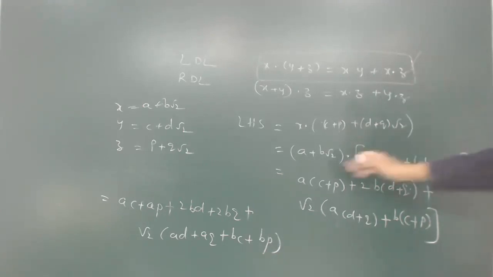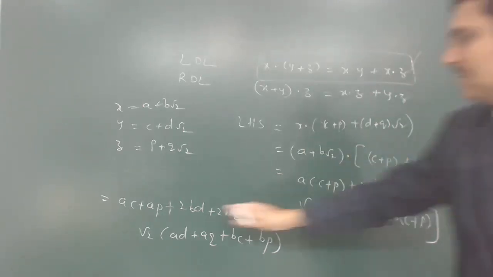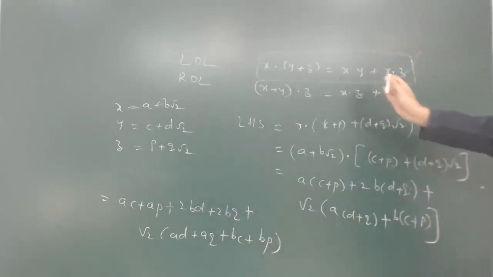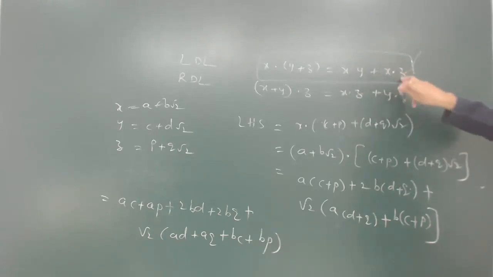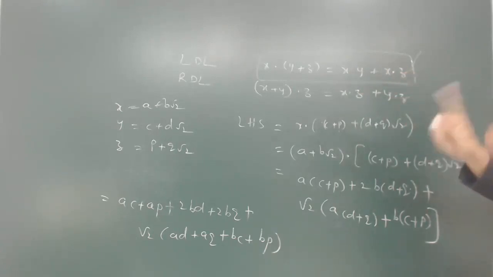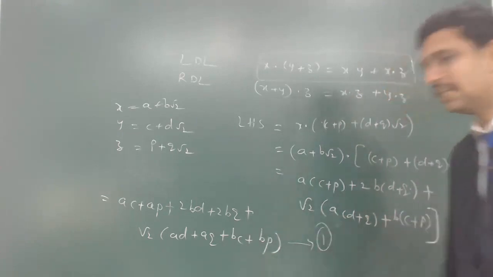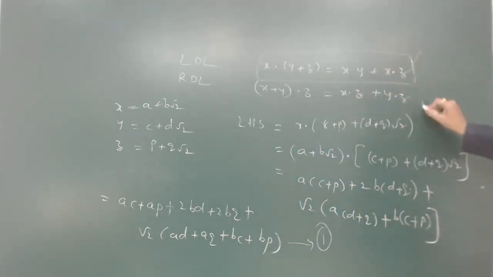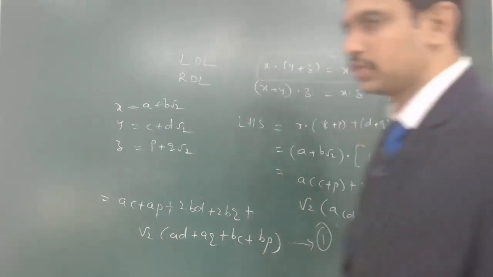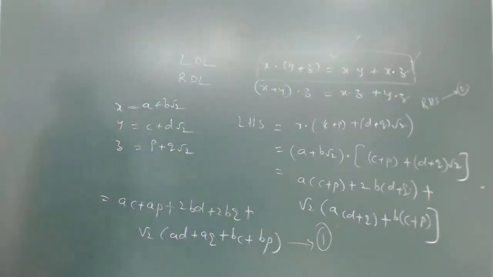So I have calculated the LHS. This is the value of the LHS. Now I calculate the RHS. So I calculate x dot y, I calculate x dot z, and show that on summing up, you will get the same thing. So if you give a number, say this is equation 1, you calculate the RHS value and give that equation 2. So from 1 and 2, this equality holds. That is the general procedure we usually follow.